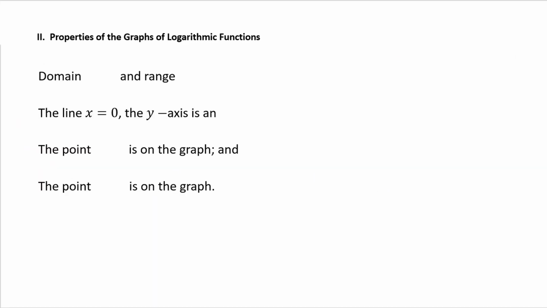Roman numeral 2, properties of the graphs of logarithmic functions. The domain is 0 to infinity, and the range is the set of real numbers. The line x equals 0, which is the y-axis, is an asymptote. The point 1, 0 is on the graph, and the point a, 1 is on the graph. For example, if you graph y equals log to the base 2 of x, then 2, 1 is on the graph.